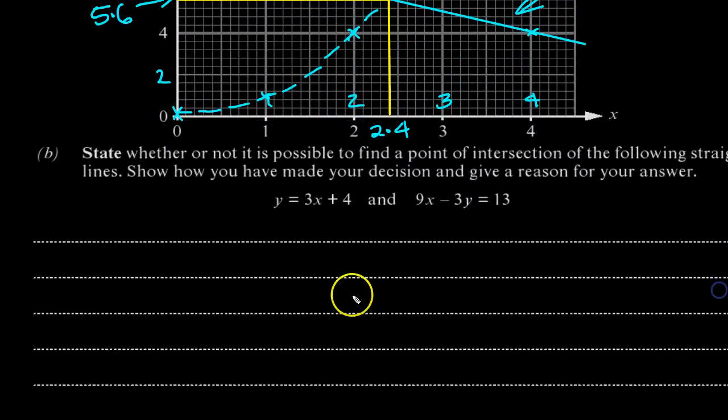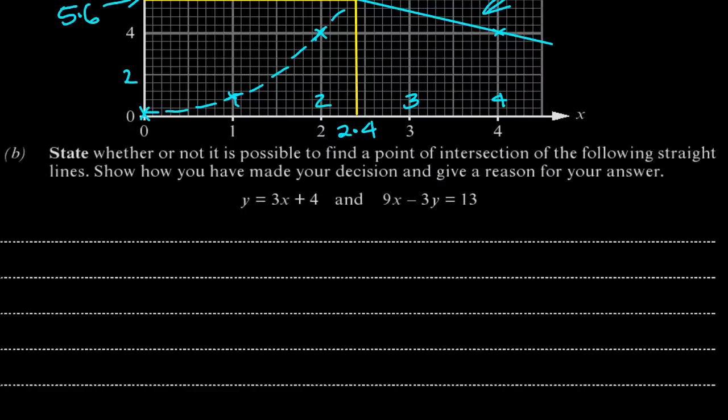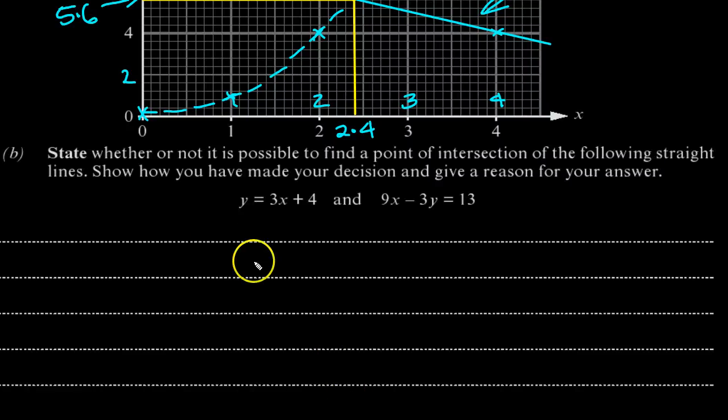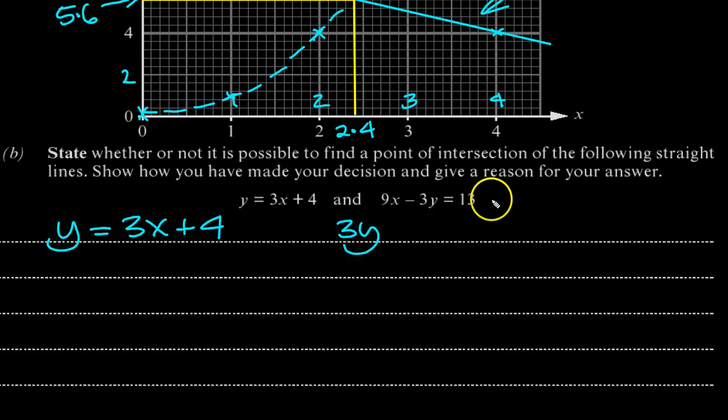So part B now. State whether or not it is possible to find a point of intersection of the following straight lines. Show how you have made your decision and give a reason for your answer. So here we've got y equals 3x plus 4. Gradient 3, intercept 4. This one here, if we move the 3y over, so I'm moving that over straight away to be with the 13, and I'm reading it from right to left, equals 9x. So I hope you can see that. What we did there was move the 3y over. 3y plus 13 is equal to 9x.